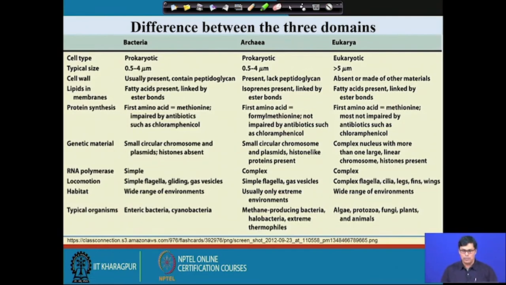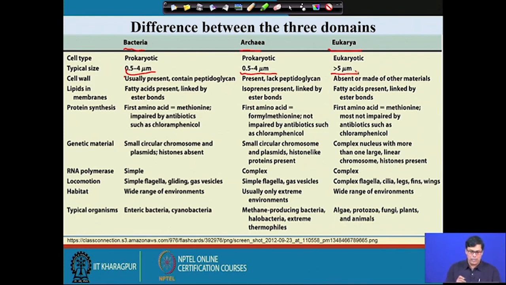Now, the question is, what is the difference between all these classes? I talk about bacteria, then archaea, then eukaryota. If you look at the cell type, bacteria and archaea are prokaryotes, and this is eukaryote. If you look at the size of the organism, bacteria and archaea are more or less the same, 0.5 to 4 microns. In the case of eukaryotes, it is more than 5 microns, as I told you, a little bit bigger cells.